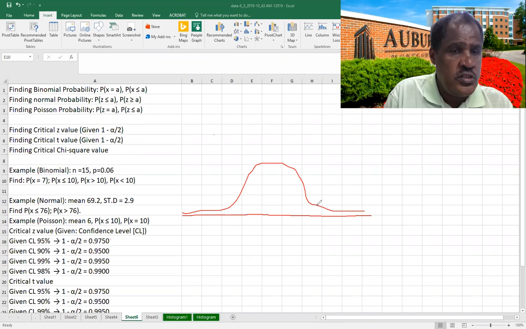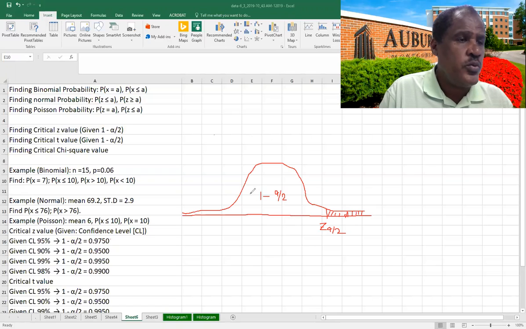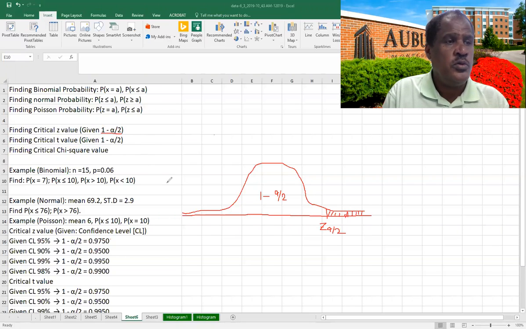The critical value Z alpha, what we call Z alpha over 2, is the value of the z-score on this horizontal line, the value of the z-score that cuts area of alpha over 2 to the right, okay? So this is area of alpha over 2 to the right. And this is 1 minus alpha over 2 to the left. So that is what we need here. You should have 1 minus alpha over 2 to find critical value, z value, t value, okay?